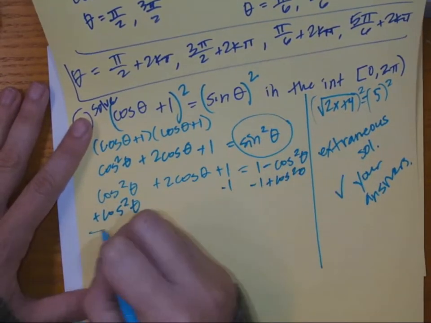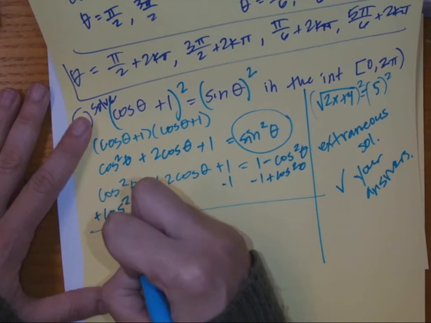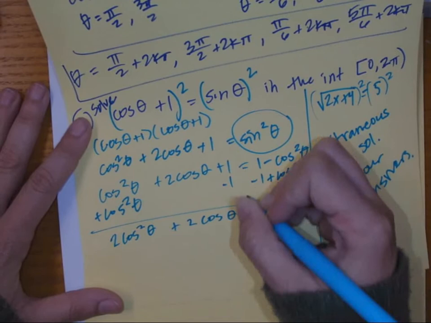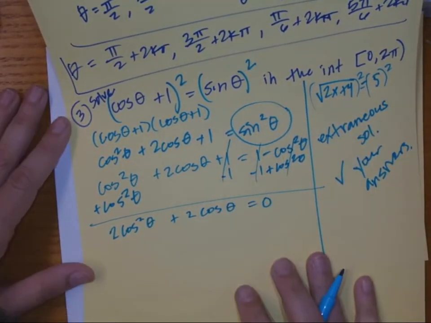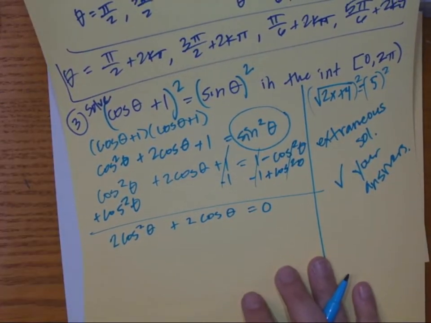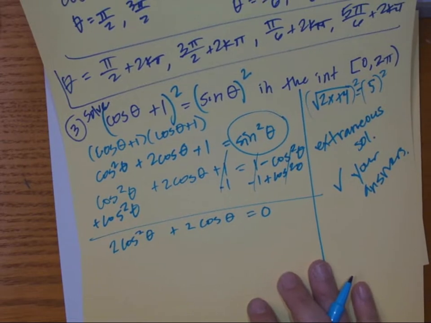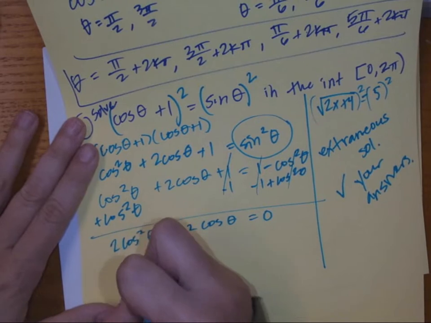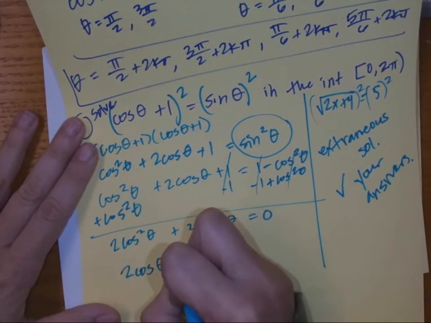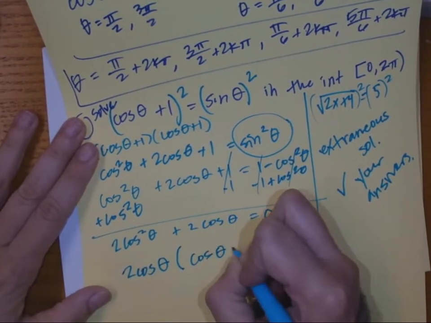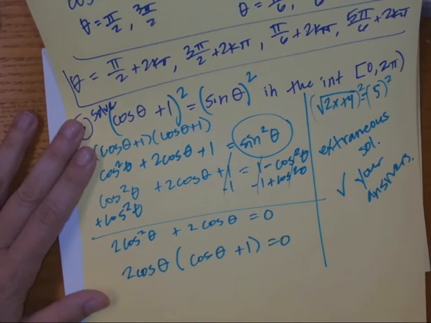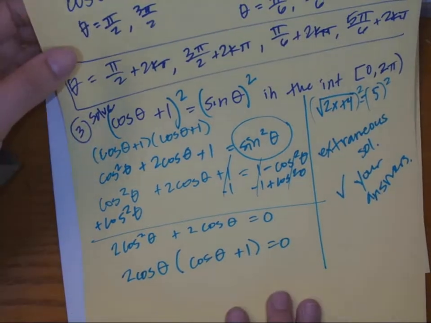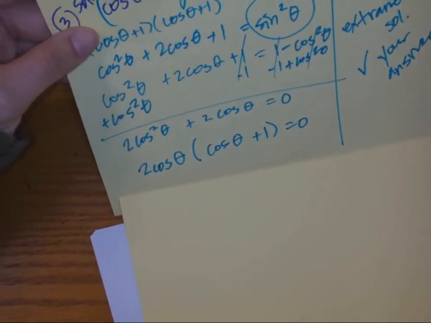Subtract 1. And I get 2 cosine squared theta plus 2 cosine theta equals 0. And factoring this, since there's just two terms, you're going to take out the greatest common factor. The greatest common factor is 2 cosine theta, and left over is a cosine theta plus 1. You now need to set each piece equal to 0 and solve. So I should have started on a new sheet of paper, but that's okay.